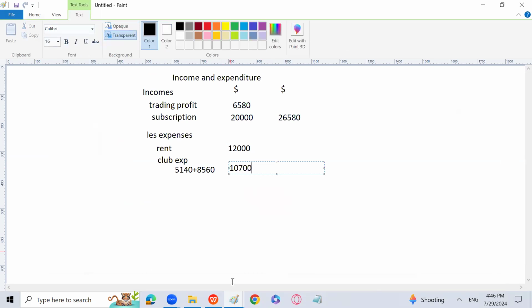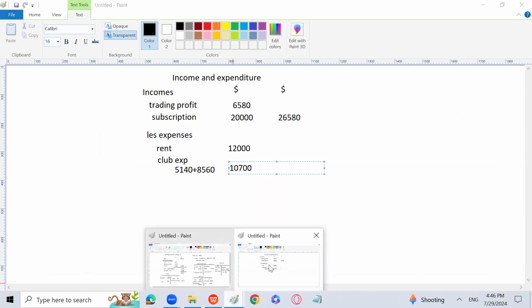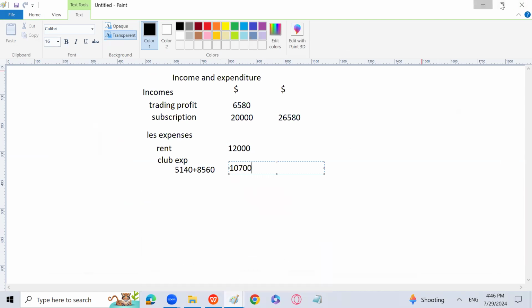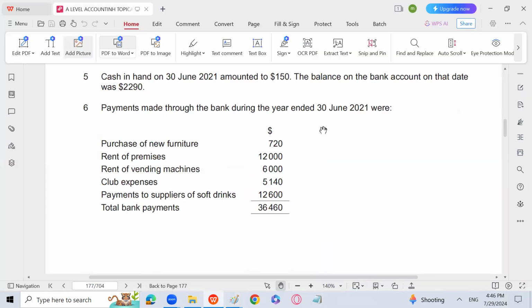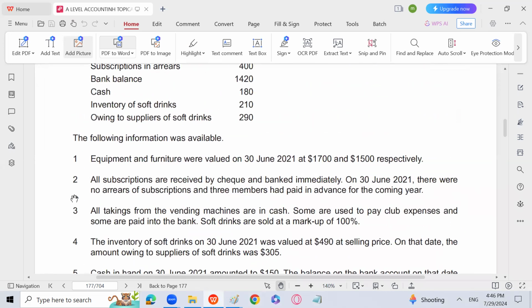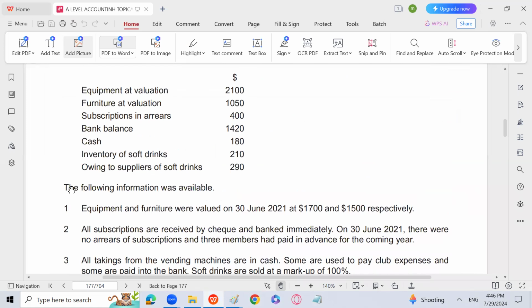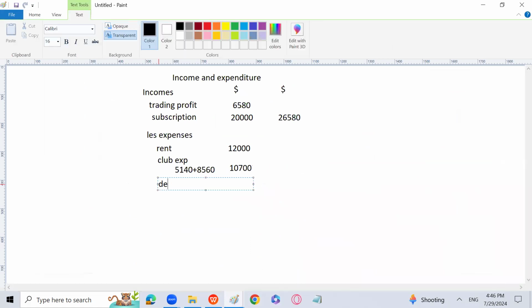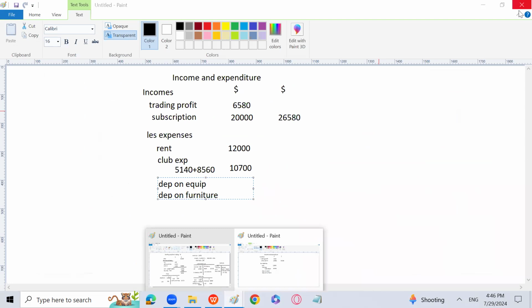10,700, right? Next is going to be, let's see. Now I'm going to calculate the depreciation of equipment and depreciation on furniture, because that is also an expense. Depreciation on equipment and depreciation on furniture. Let's see how we are going to calculate it.